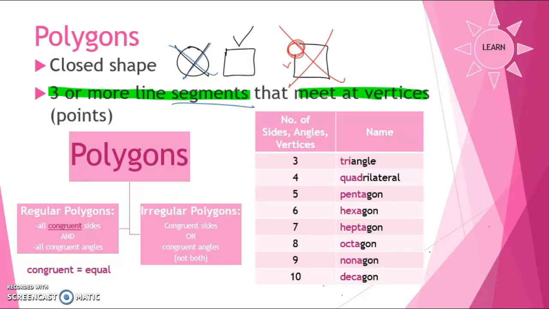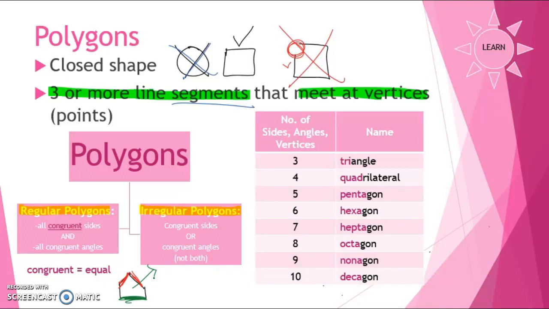And then polygons are broken up into 2 groups. We have regular polygons and irregular polygons. A regular polygon has sides that are all congruent, which means they're all the same length. Is this a regular polygon? No, because I can see that these 2 sides look like they're the same length, but they definitely are not the same length as this side. So this shape would be considered an irregular polygon.